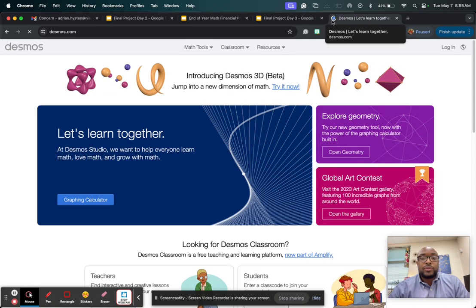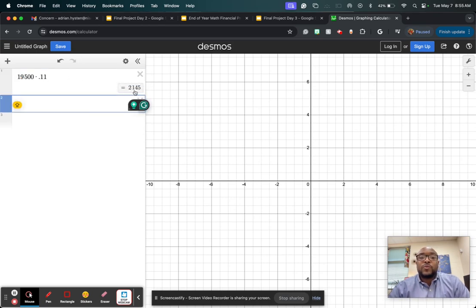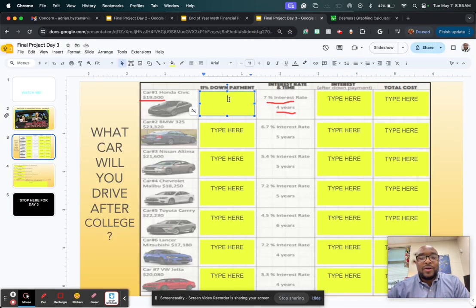We're going to go to Desmos, and I'm going to type in 19,500 times 0.11, which is 11% as a decimal. Sorry, I'm not supposed to have a comma there. So 11% as a decimal gives me $2,145. So that's how much I'm putting down on the vehicle. That's my walk-in money to say, hey, I want to buy that car. So 11% down payment is $2,145.